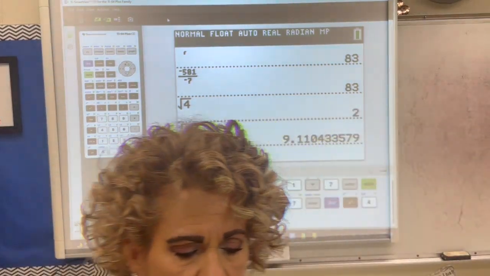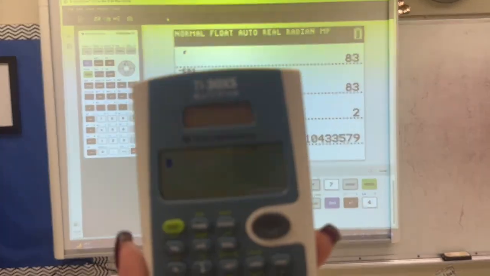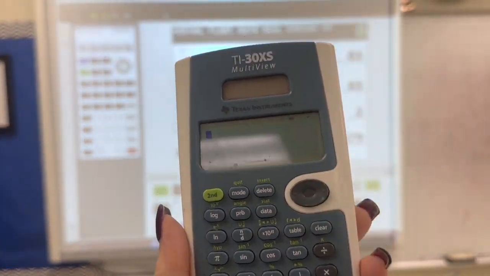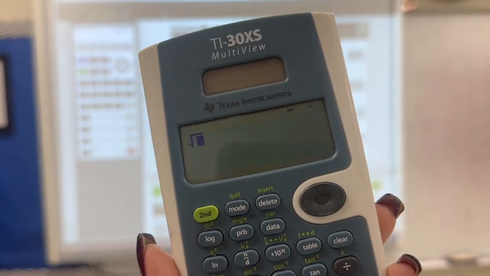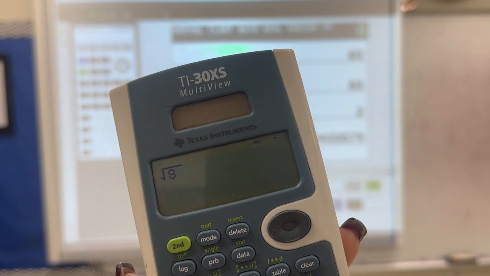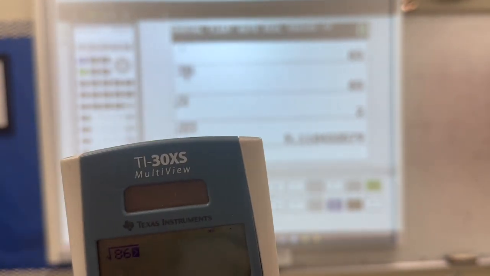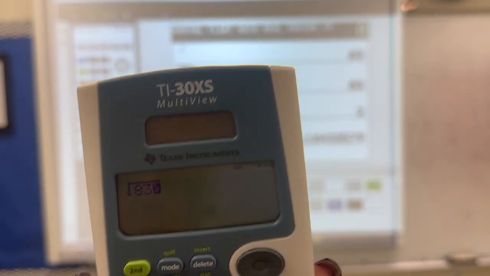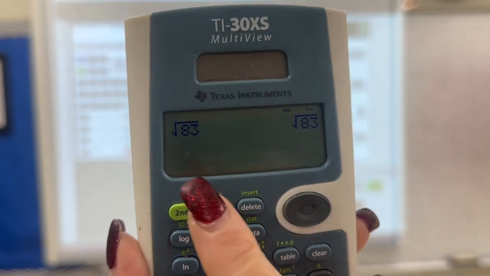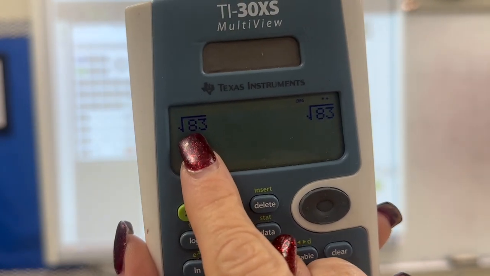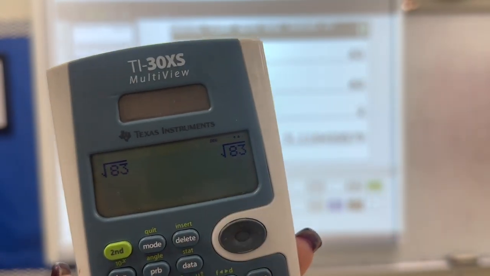I need to do the square root of 83. So in order to do that, I'm going to do the same thing. I'm going to hit second, then my square root, and I've got 83. Actually I put 86, let's fix that, 83. I'm going to hit enter. I've got this set on math print, and what this says is that this radical will not simplify. It's simply the square root of 83.